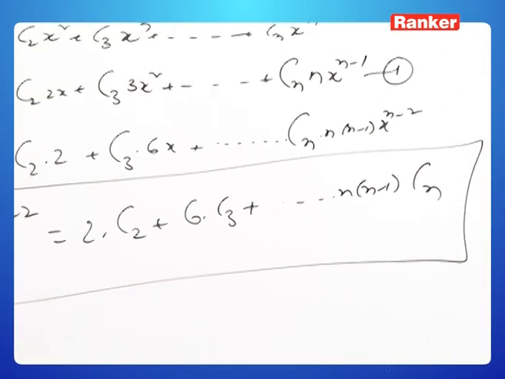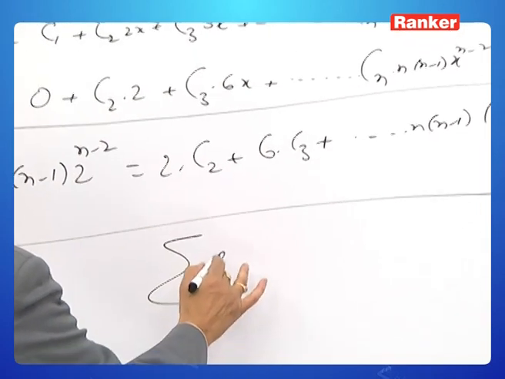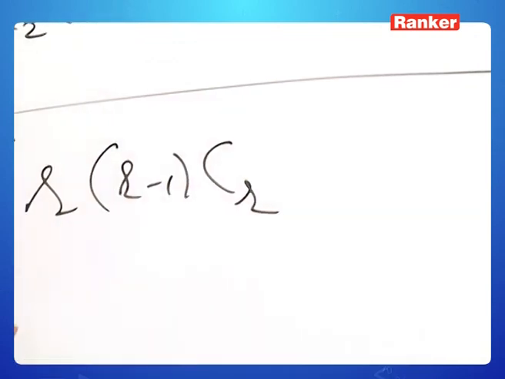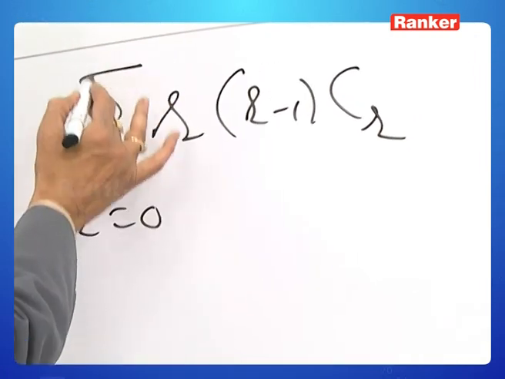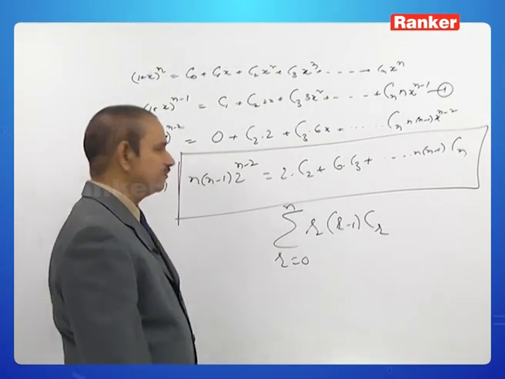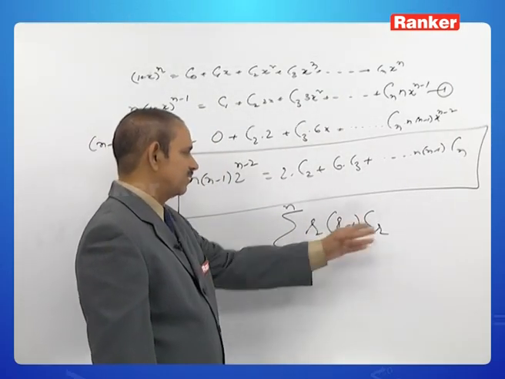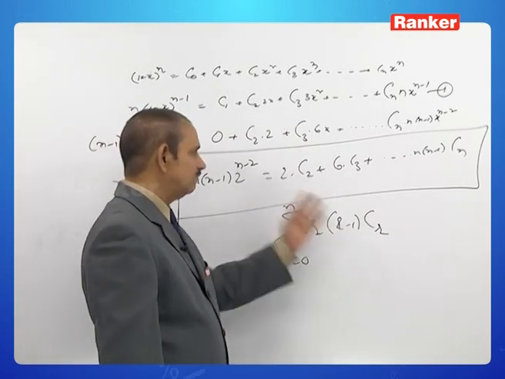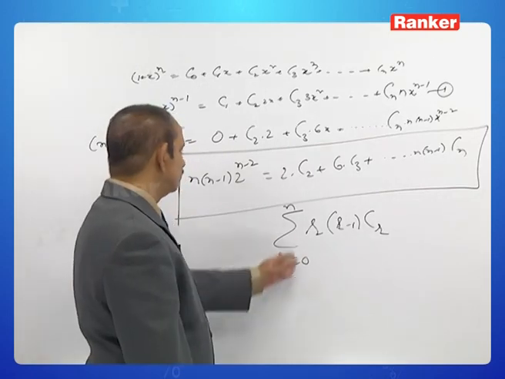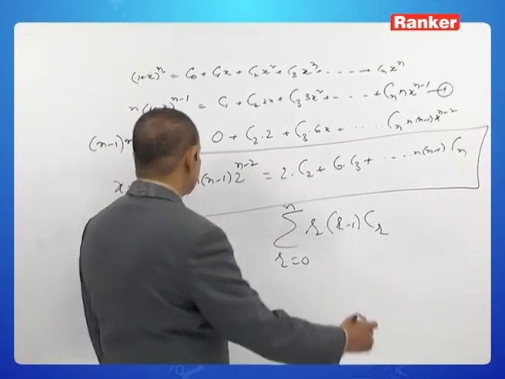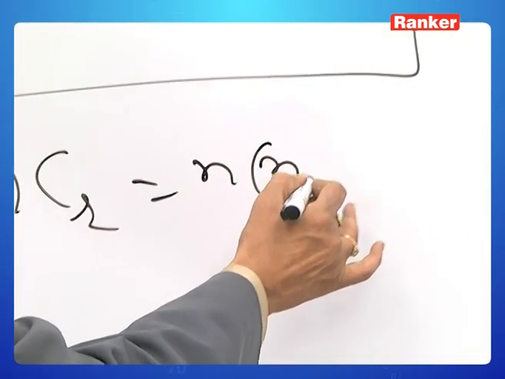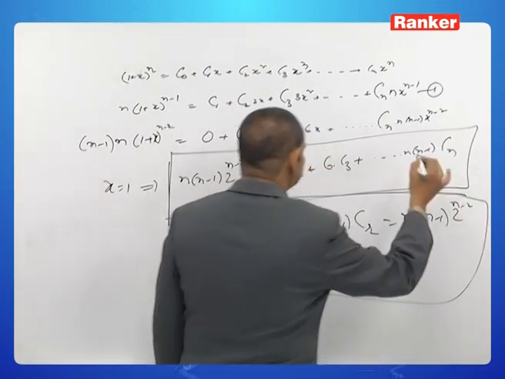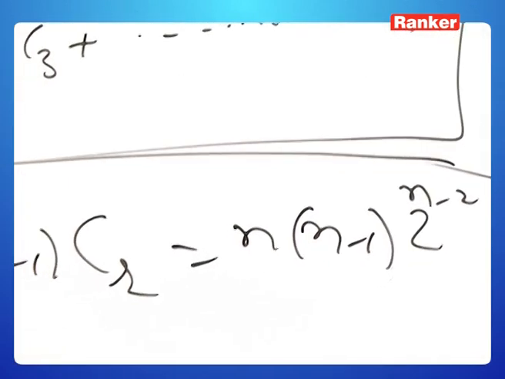And the RHS can be represented as sigma r into r minus 1 into Cr, r is equal to 0 to n. If you put r is equal to 0, 0 into 0 minus 1, 0 into anything is 0. There will be no such term. If r is 1, 1 minus 1 is 0 into C1. There is no term with C1. If r is 2, this is the first term, like that. Hence, this can again be taken as n into n minus 1 into 2 power n minus 2. This is the next beautiful answer.